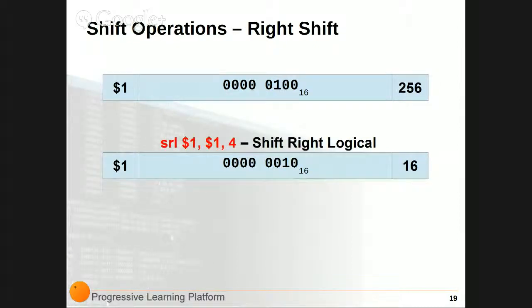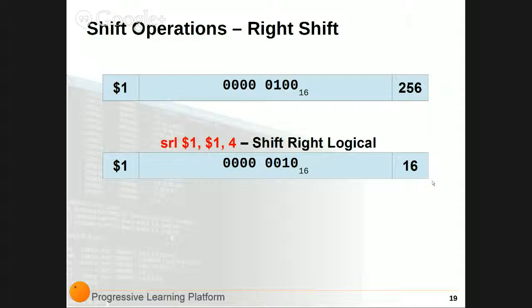So the instruction is SRL, shift right logical, same as the left shift. For the second operand, you pull in the value from the register, in this case 256, and you shift it this many times. Since this is hexadecimal, each digit represents 4 bits, right? So when you shift it to the right by 4, you basically shift this 1 over 1 digit and it becomes 16. So you divide by 16.